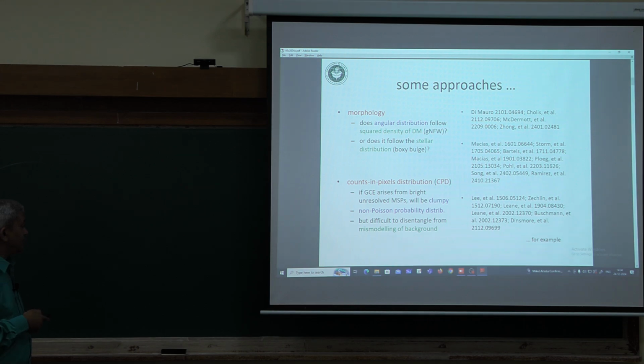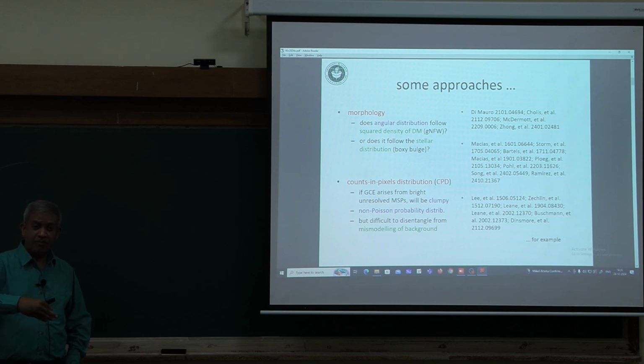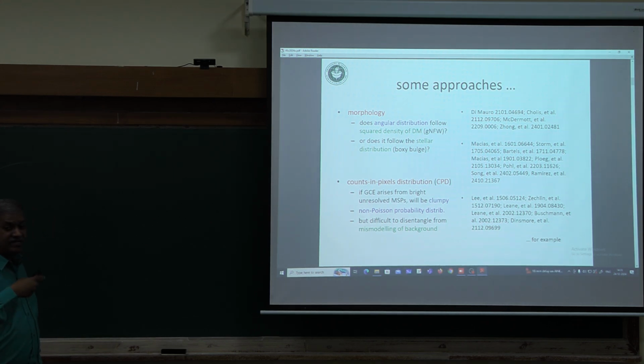Another way you could approach this problem is with what's called the photon counts in pixels distribution. And the basic reason why this would be interesting is that if you think the Galactic Center excess results from a population of bright but unresolved millisecond pulsars, then you might expect this distribution to be somewhat clumpy. And how this would manifest itself is in a non-Poisson probability distribution, because your probability distribution for seeing photons in any particular pixel would be dominated by the fluctuations in the number of millisecond pulsars in that pixel. Now, one difficulty with this kind of analysis is that it's difficult to disentangle the clumpiness you would see from millisecond pulsars emitting photons from the clumpiness you might perceive if you just had mismodeled the background.